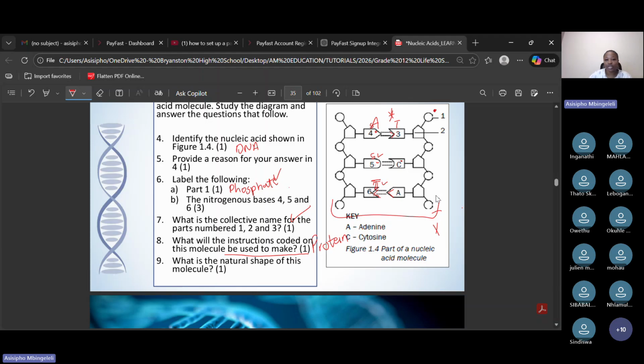What is the natural shape of this molecule? I can see those other hands that are not going up at all. Even if you're not raising your hand, I'm still going to ask you to answer, please. So please do raise your hand. Mihle, please do give me an answer for this one. What is the natural shape of this molecule?